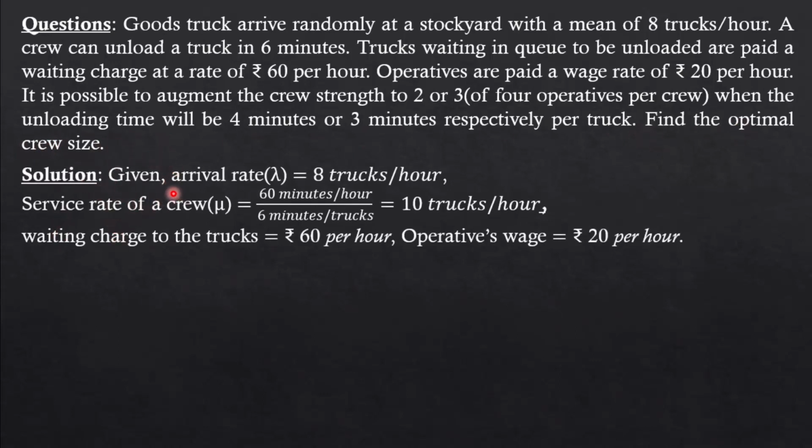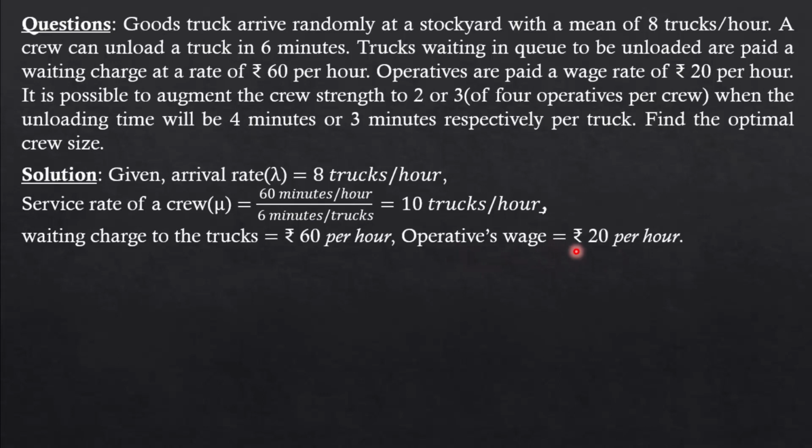In this problem, it has been given that the trucks arrive randomly and the arrival rate is 8 trucks per hour. The service time is 6 minutes. Now, the service rate of a crew can be given by 60 minutes per hour divided by 6 minutes per truck, and this comes to 10 trucks per hour. So our service rate mu is 10 trucks per hour, and the waiting charge to the trucks is rupees 60 per hour.